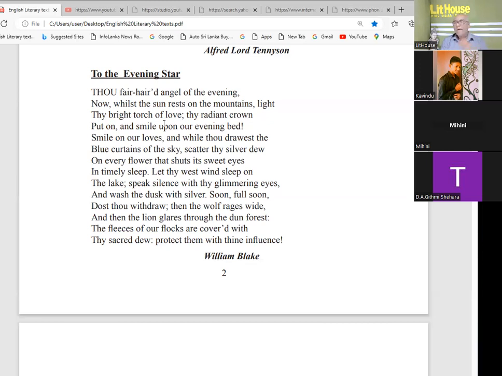Because this is like a paragraph. Unlike other poems, this is like a paragraph. Therefore, you have to use the method you are using in reading paragraphs. And smile upon our evening bed. Smile on our loves.